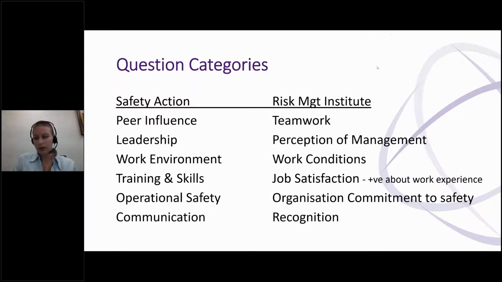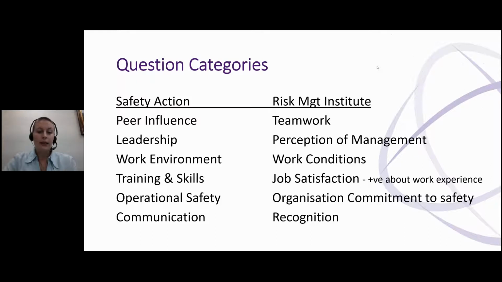So what you can see on the screen in the categories is that I've listed the safety action categories. So we break down our questions into peer influence, leadership, working environment, training and skills, operational safety. And when I say operational safety, this includes the safety system and its user friendliness and things like that. And then the last one is communication.